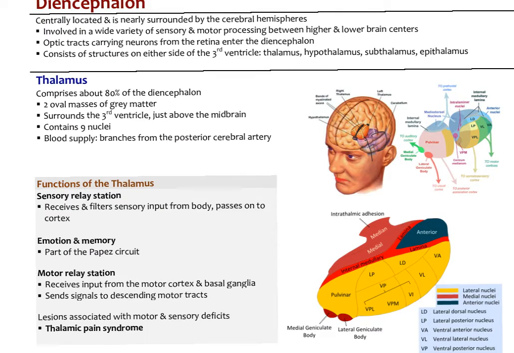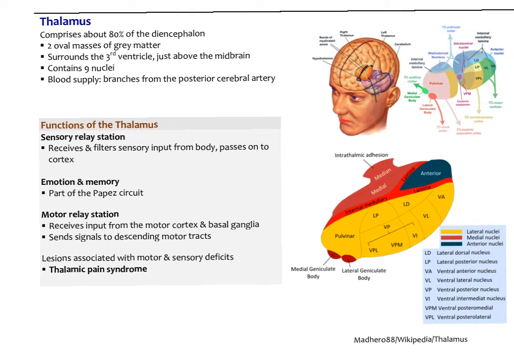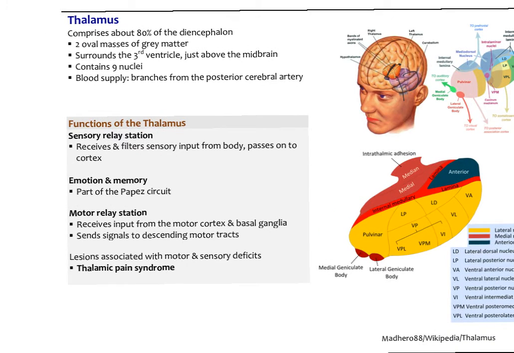So most of the diencephalon is the thalamus. Thalamus has two hemispheres, so it's two oval masses of gray matter. Again, it surrounds the third ventricle just above the midbrain, and there are nine primary nuclei, and these are the groups of cell bodies that are going to regulate very specific functions. And the blood supply is from the posterior cerebral artery. If we look at the functions of the thalamus, it really is your sensory relay station. So it receives and filters sensory input from the body and then passes that on to the cortex.